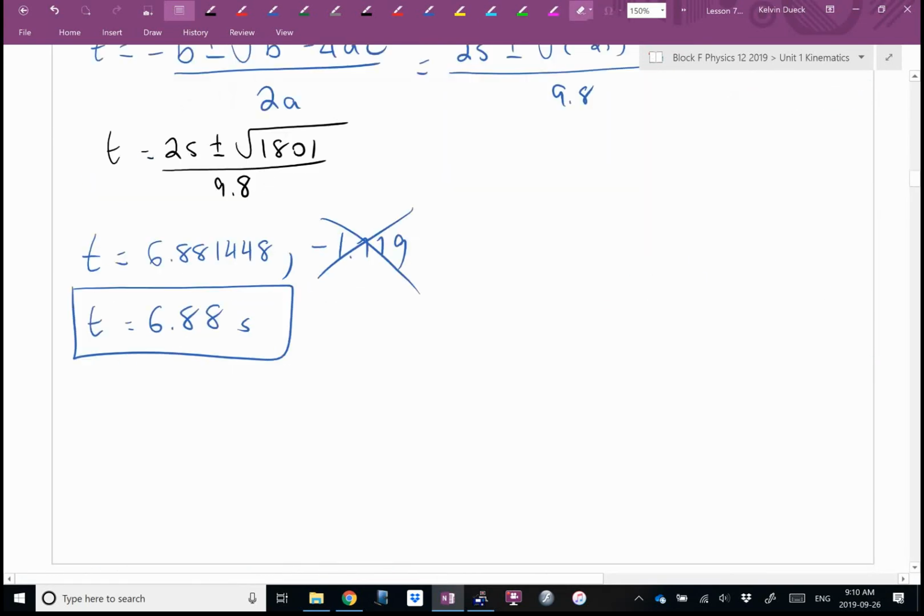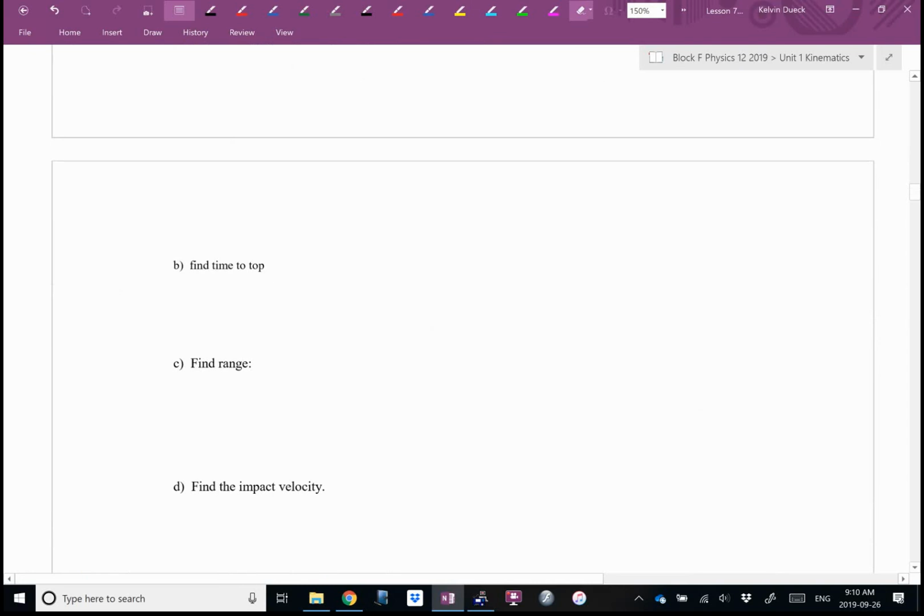Erase that. B, time to top. Top, vertical or horizontal? Vertical. What do I know, Ryan, about being at the top? So time to top, we can still go Vy final is 0. Have you turned the page? Okay, so you still have all your data. I've turned the page, so I'm going to quickly relist AY equals negative 9.8. VY initial was 25. I can find T from that.